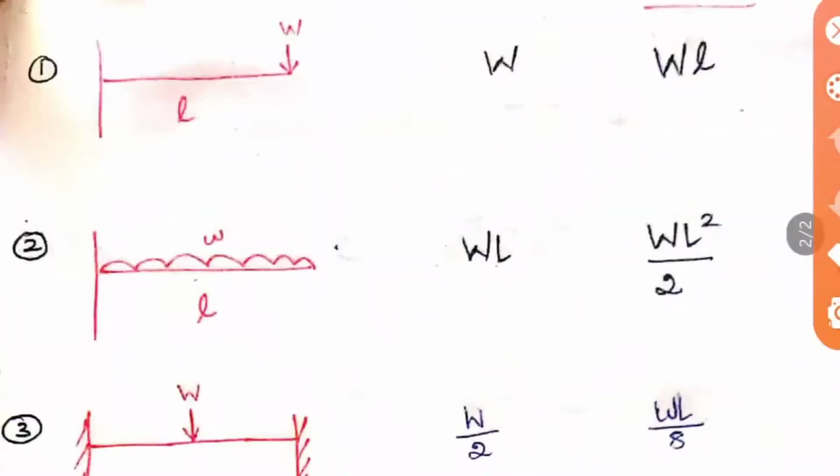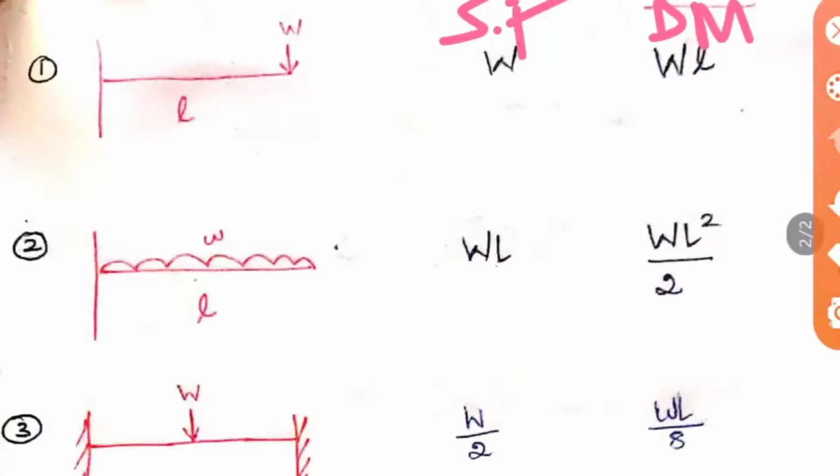So now let us see some important structures and the basic structures to be known, and they are shear force and bending moment formula. Okay, so this is your shear force and this is your bending moment. The first case they have given is a fixed cantilever beam with a point load at its free end.